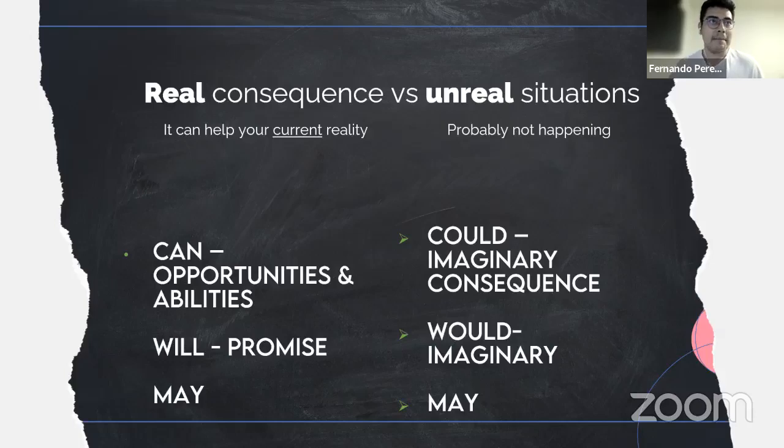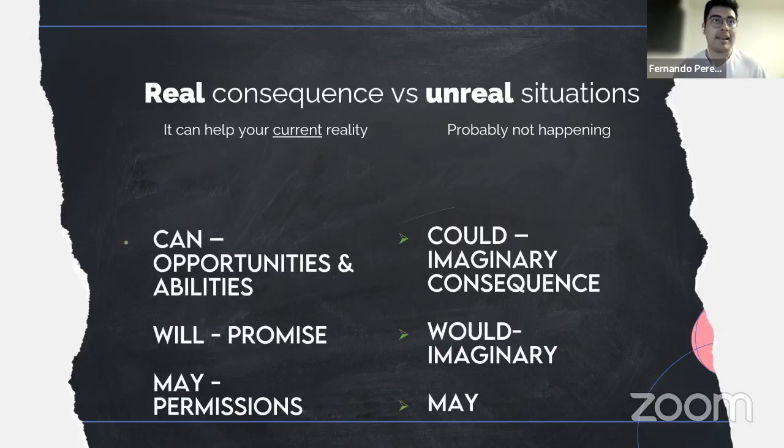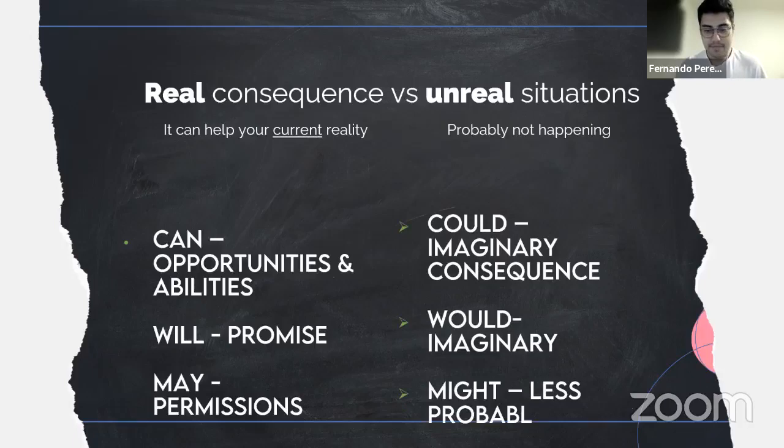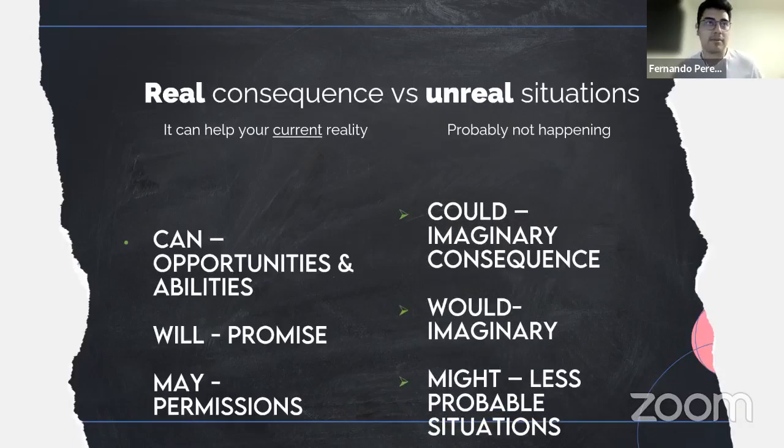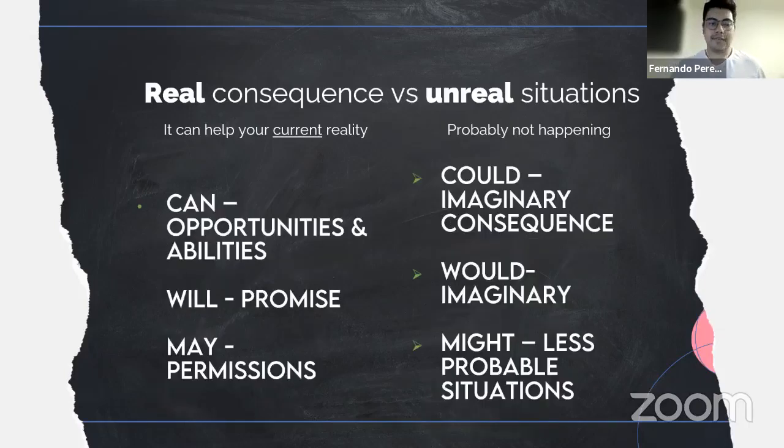And at the same time, may is used for permissions. It is used for probable or less probable things, less probable situations. That's the difference between one and another. It's real consequence versus unreal situation.